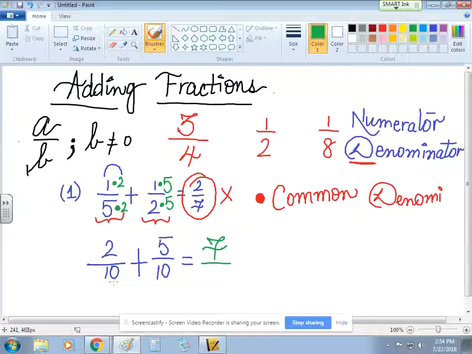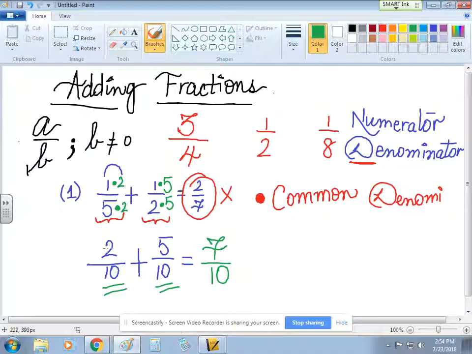And always remember, it sounds insane, but I do not add the bottom numbers. I just keep the bottom number the same. The number that I got is the number I'm going to keep as my answer's denominator.